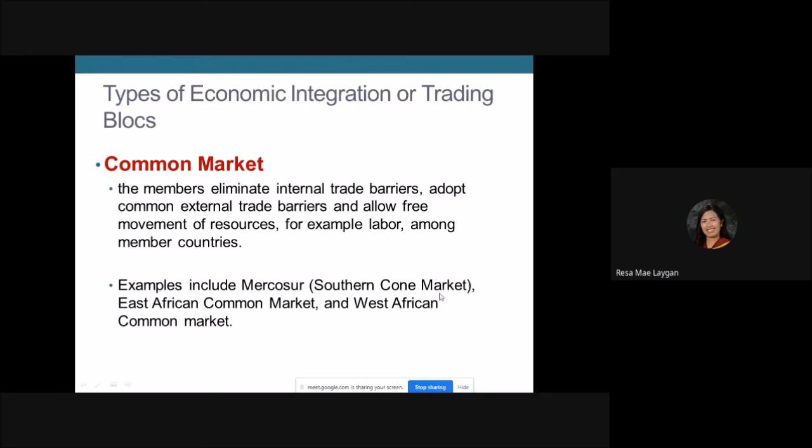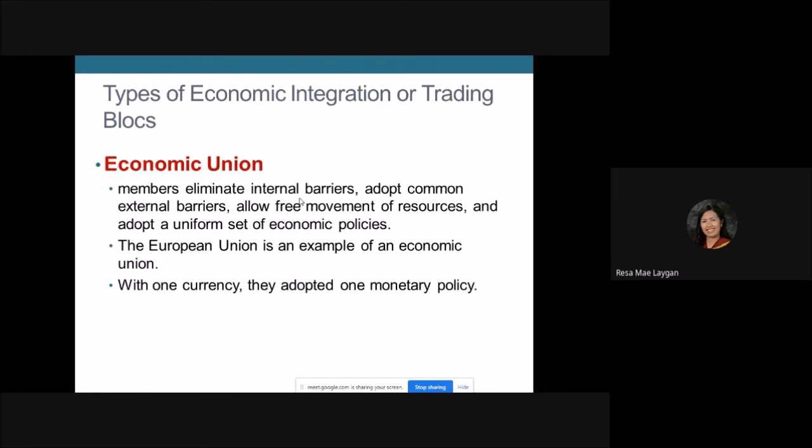So the countries that are part of these trading blocks can trade freely among their members. The European Union is also one example. Another is the Economic Union. Members eliminate internal barriers, adopt common external barriers, follow free movement of resources, and adopt a uniform set of economic policies. So whatever the economic policies or agenda are, the members of this union must adopt them. This type includes all the features of the common market.